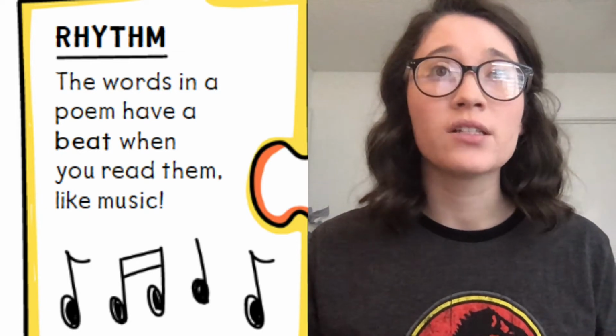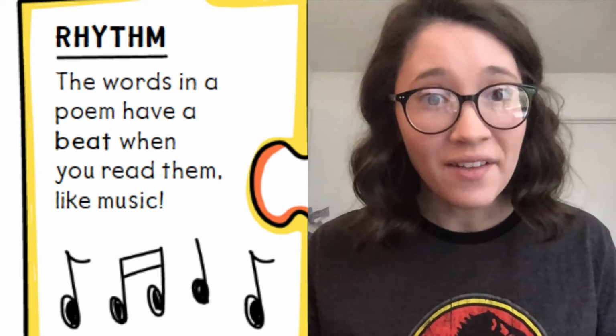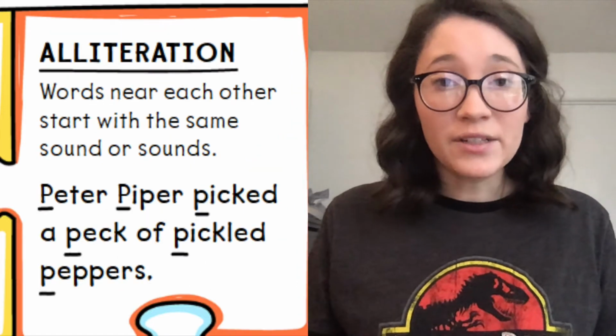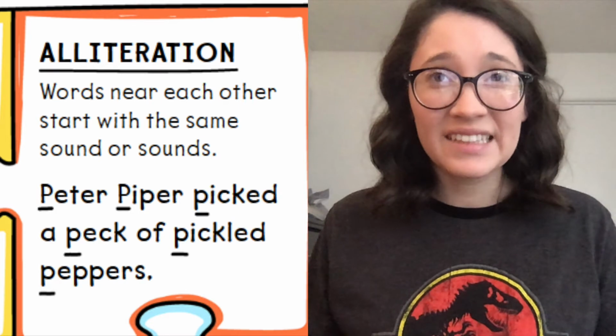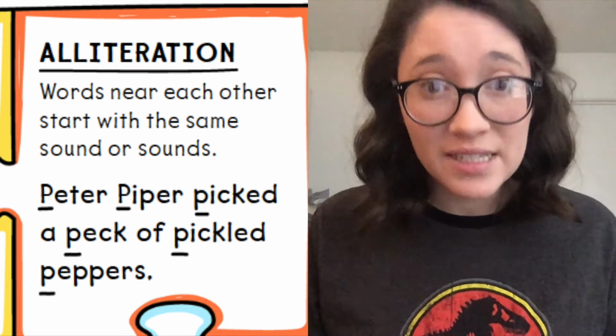Now, rhythm is just the words in a poem. They have a beat when you read them. It's a lot like music. Next, we're going to look at alliteration. And alliteration is just when words near each other start with the same sound.